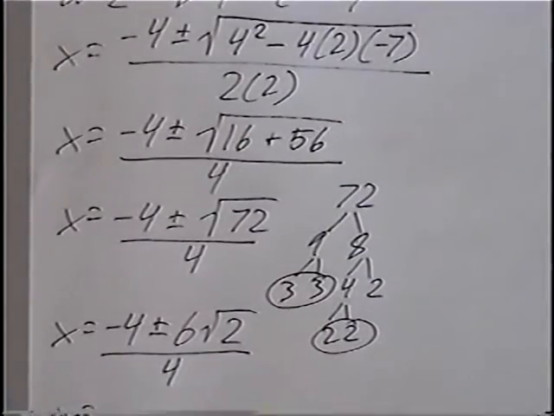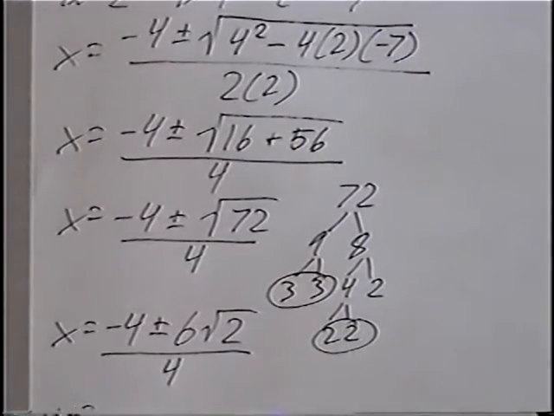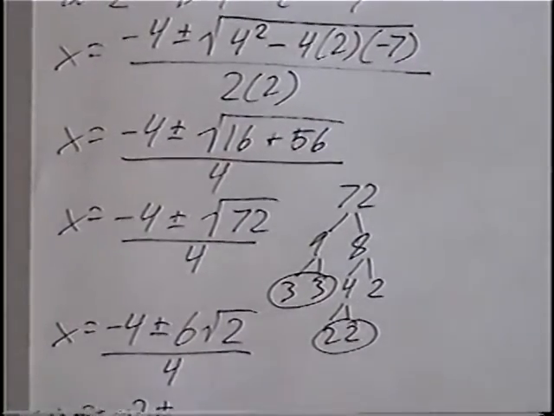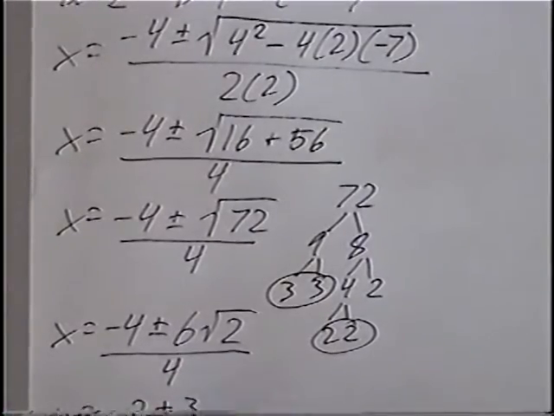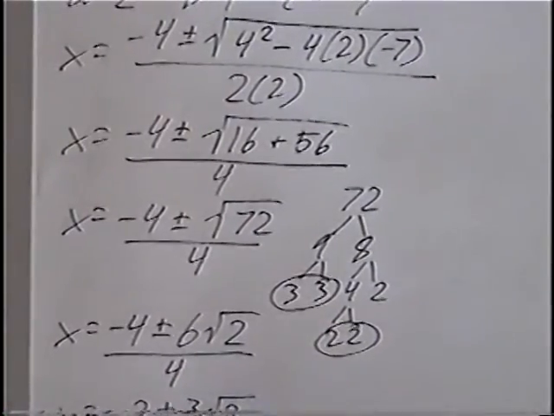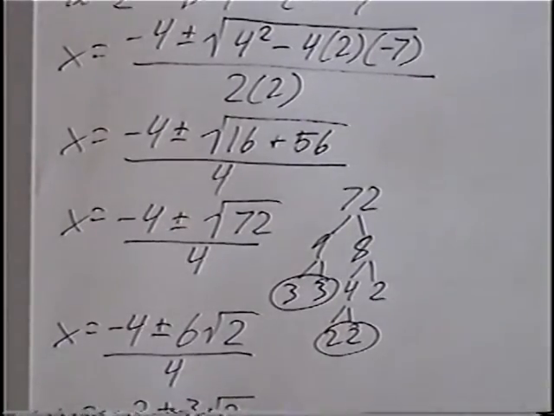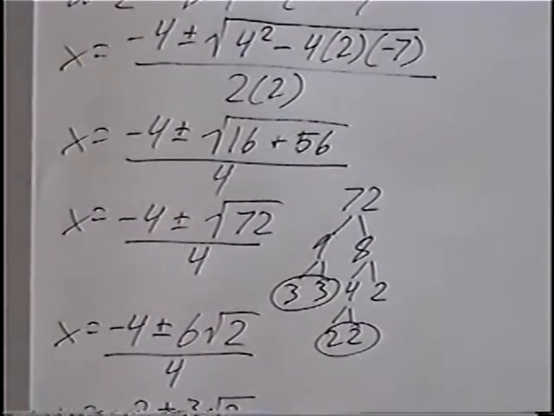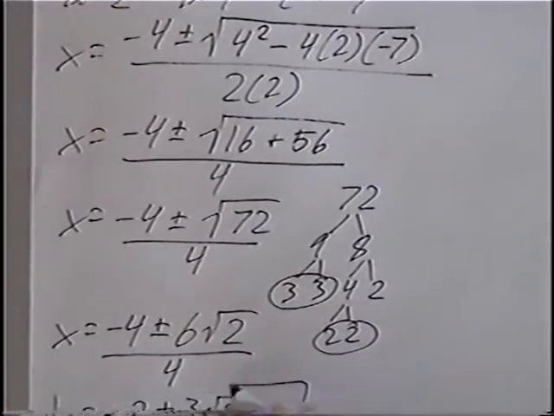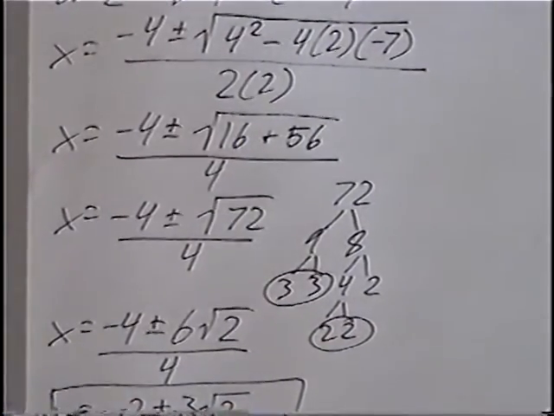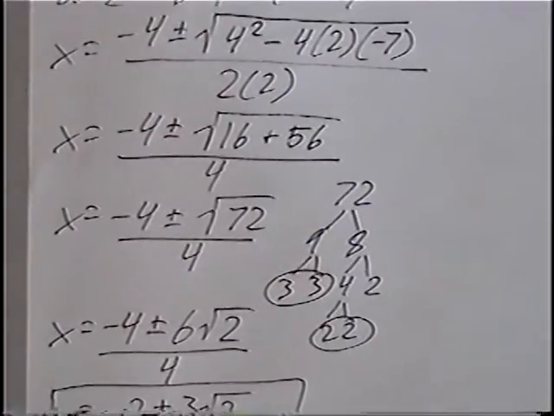For our final answer, we can't add or subtract a square root to a number, but what we can do is reduce fractions. Each of these 3 numbers outside the square root can be divided by 2. So -4 divided by 2 would be -2. 6 divided by 2 would be 3. The number inside the square root stays the same, and 4 divided by 2 would be 2. So our final answer in radical form would be -2 plus or minus 3 square root 2 divided by 2.